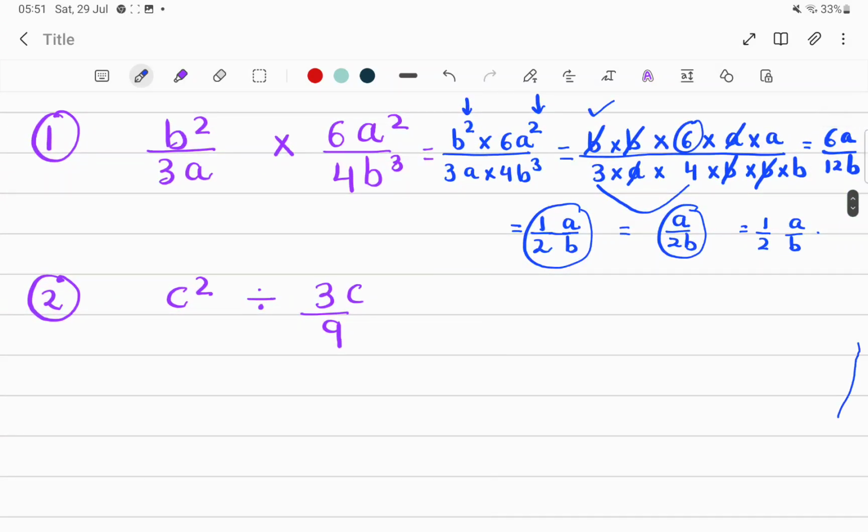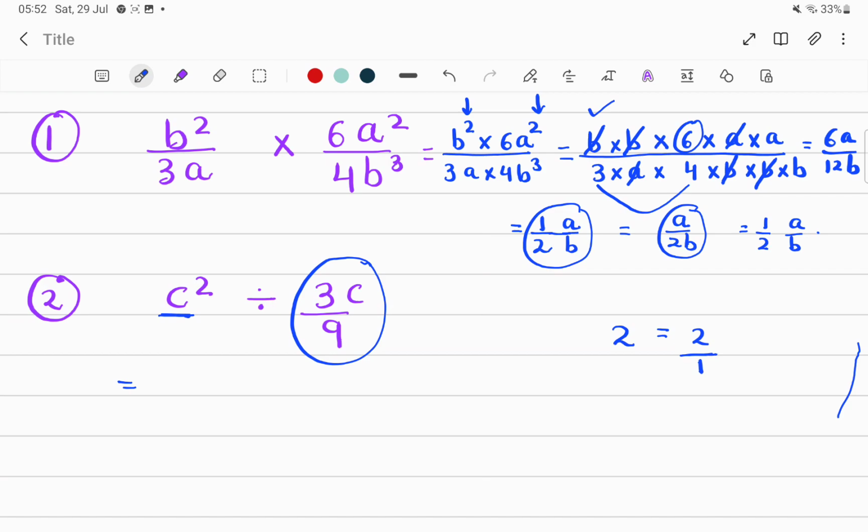Okay, next question is, we have c squared divided by 3c over 9. Now see here, we are talking about algebraic fractions, and this is given in the form of a fraction, numerator upon denominator. But here it is just c square. Always remember, whenever there is a whole number, like in arithmetic, 2, 3, 9, 4, we can write it as a fraction by writing it as 2 over 1. You can make a whole number a fraction by giving the denominator a value of 1, because if you divide anything by 1, it remains the same.